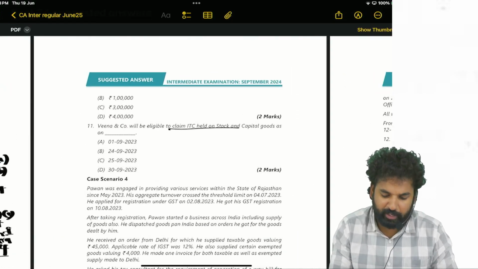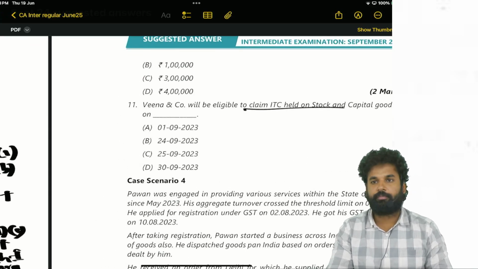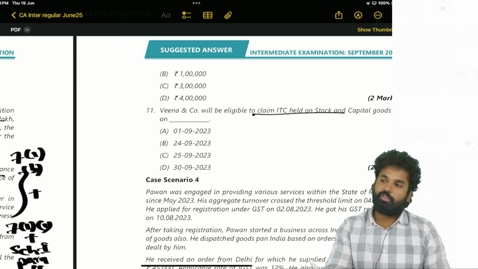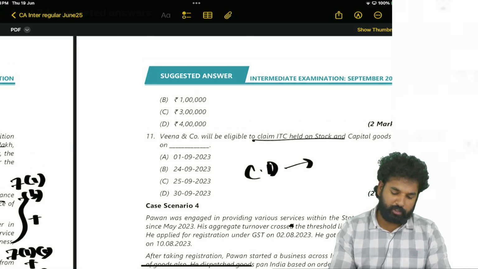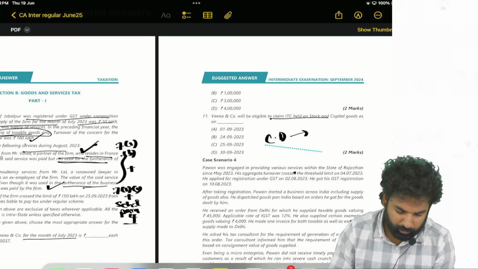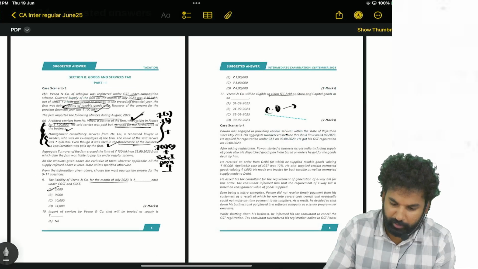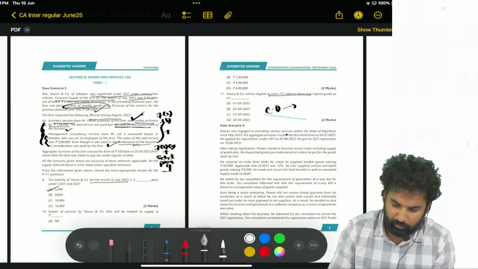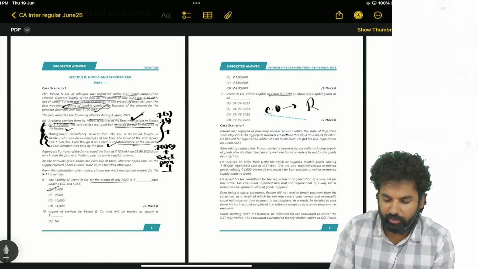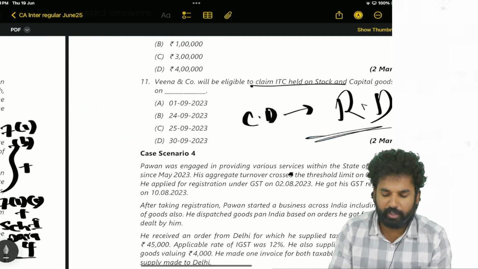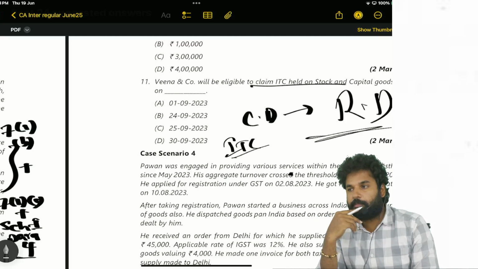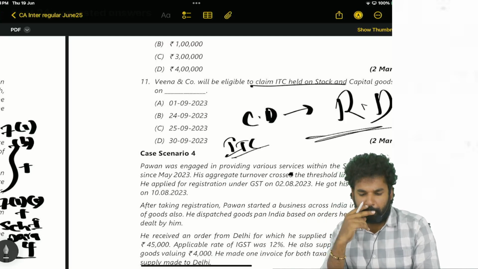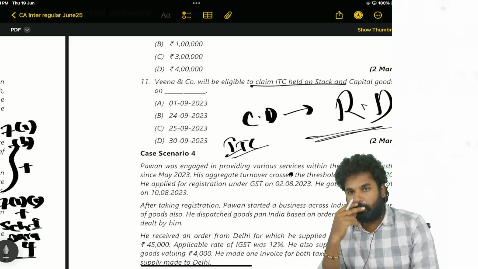Next, Veena & Co will be eligible to claim ITC held on stock and capital goods. On which date? See, during the year, what is happening? From composition dealer to regular dealer, she is converting. In such cases, what shall be done? ITC can be claimed or not? ITC on inputs and capital goods, both can be claimed. Capital goods can also be claimed.